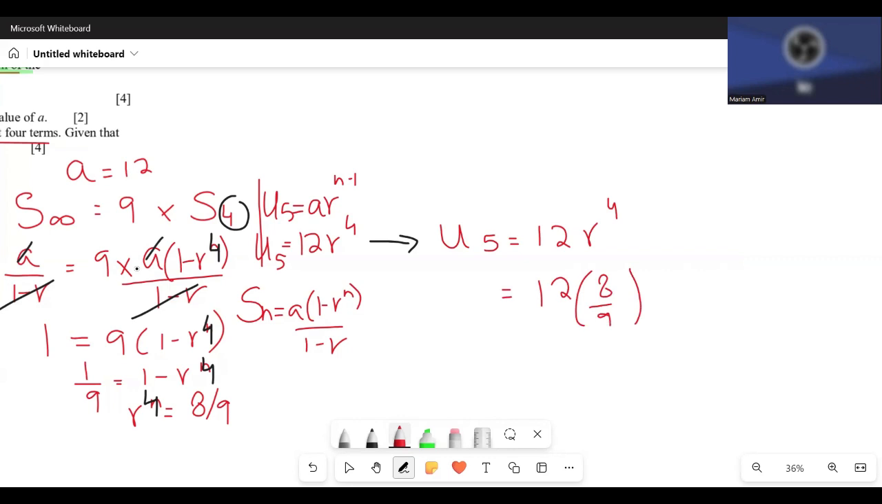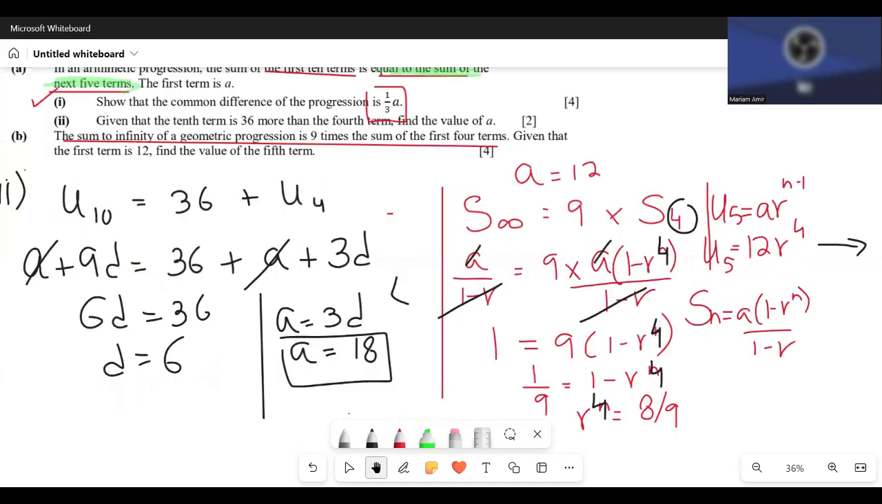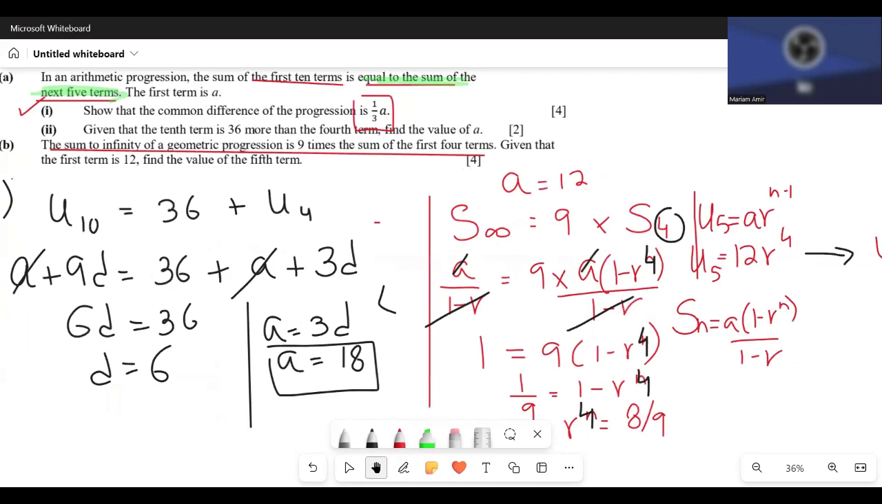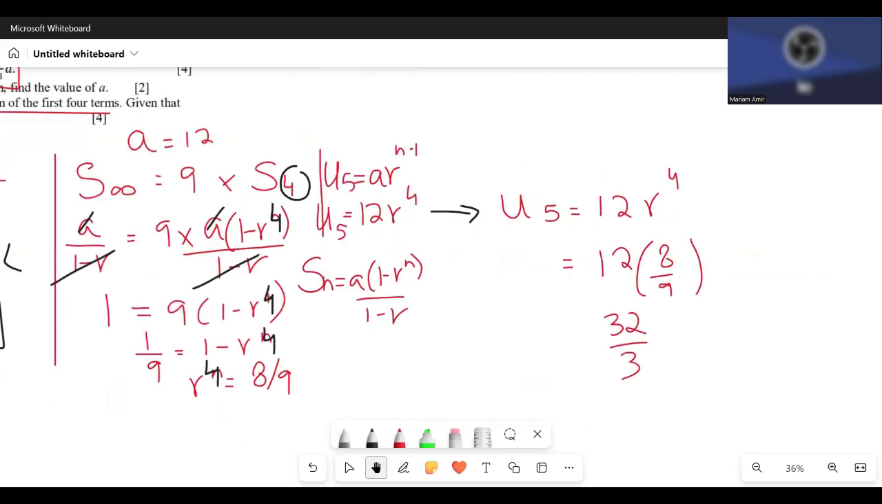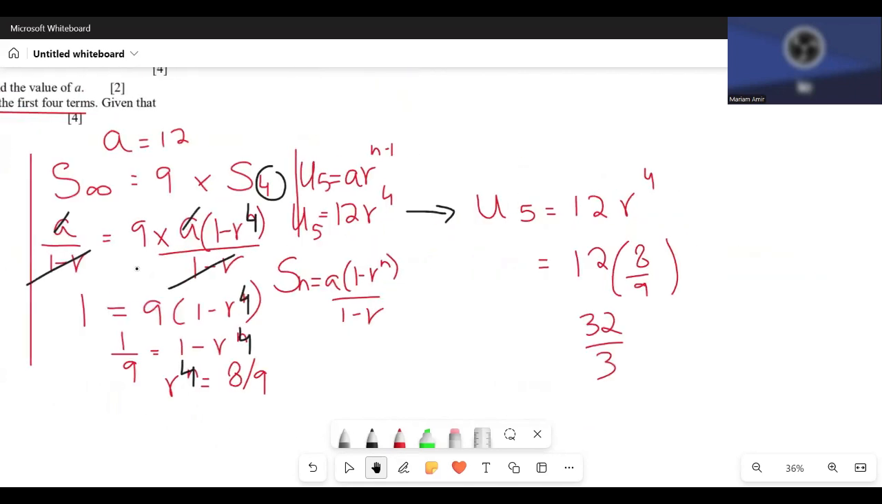Simplify and we get 12 into 8 upon 9, which gives 32 over 3. Preferably give your answer as a mixed number. Is there a certain requirement? No, they just said write down the fifth term. So this would be the fifth term: 32 over 3.